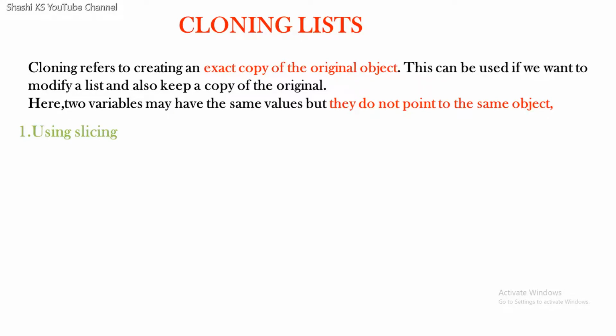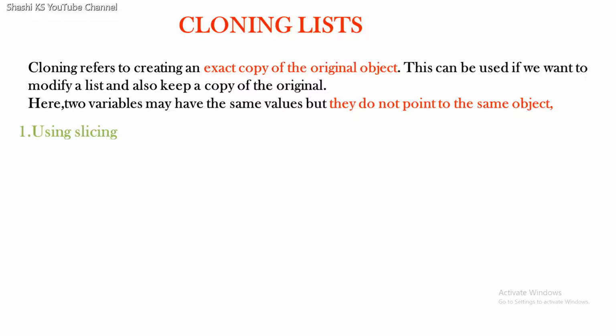Next topic is about cloning lists. The meaning of cloning is creating an exact copy of the original object. Why we have to create a clone is, let's say I'm modifying the elements of the list, but still I want to keep a copy of the original list. Then I will make use of this concept of cloning.